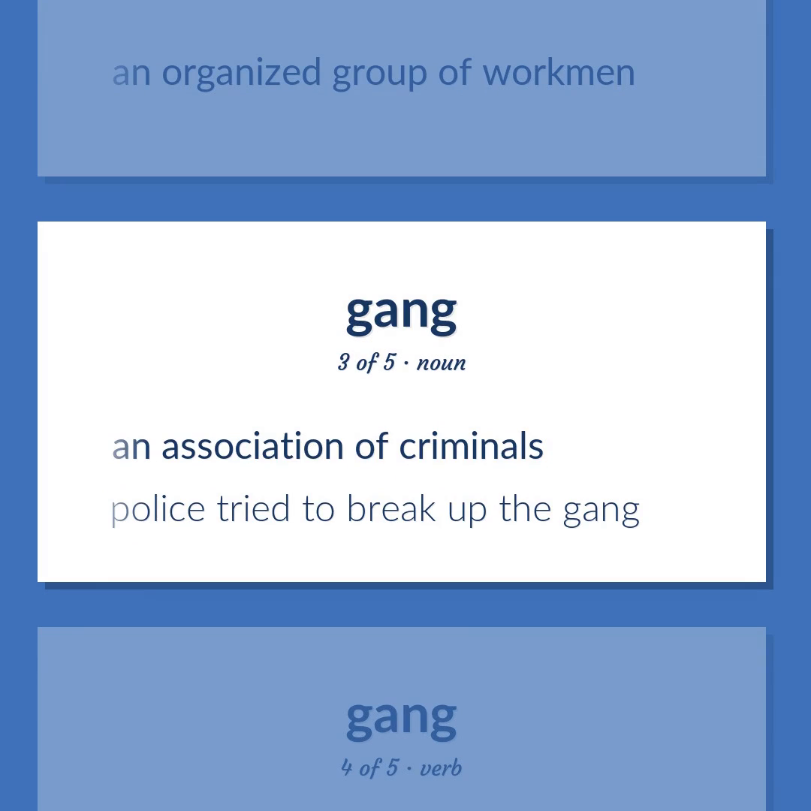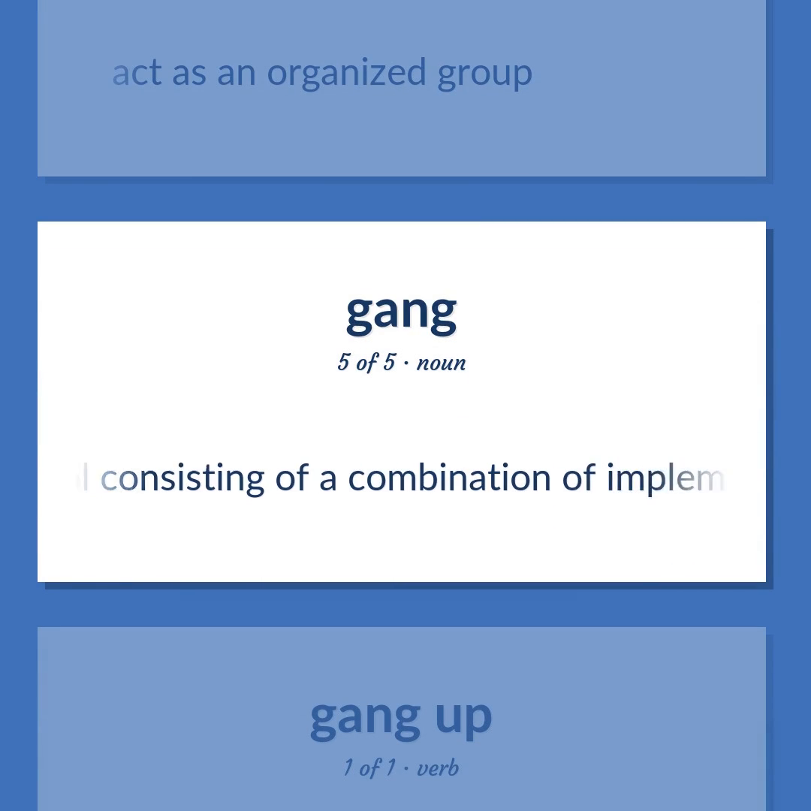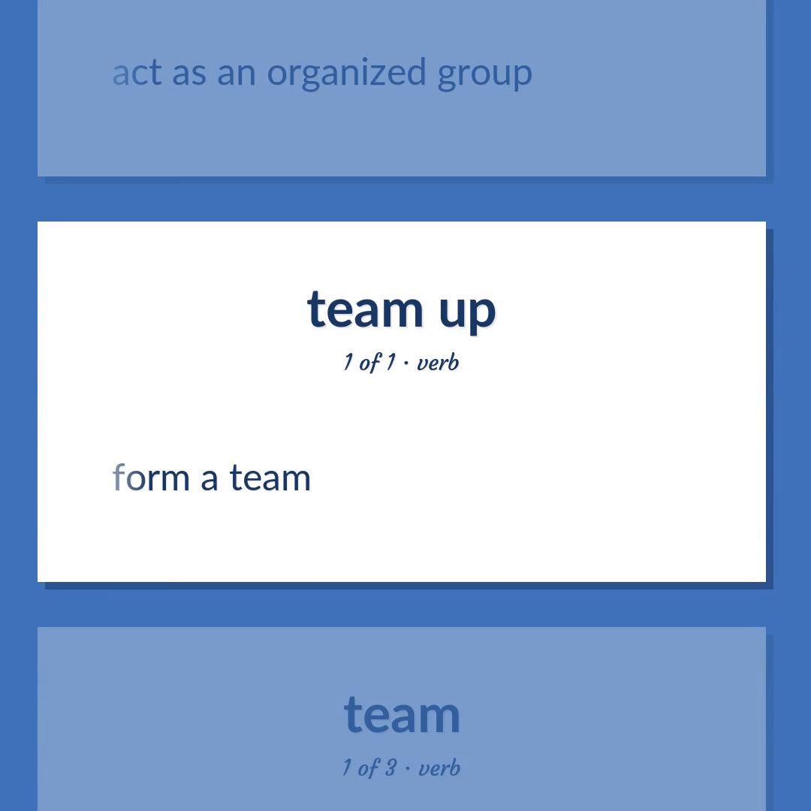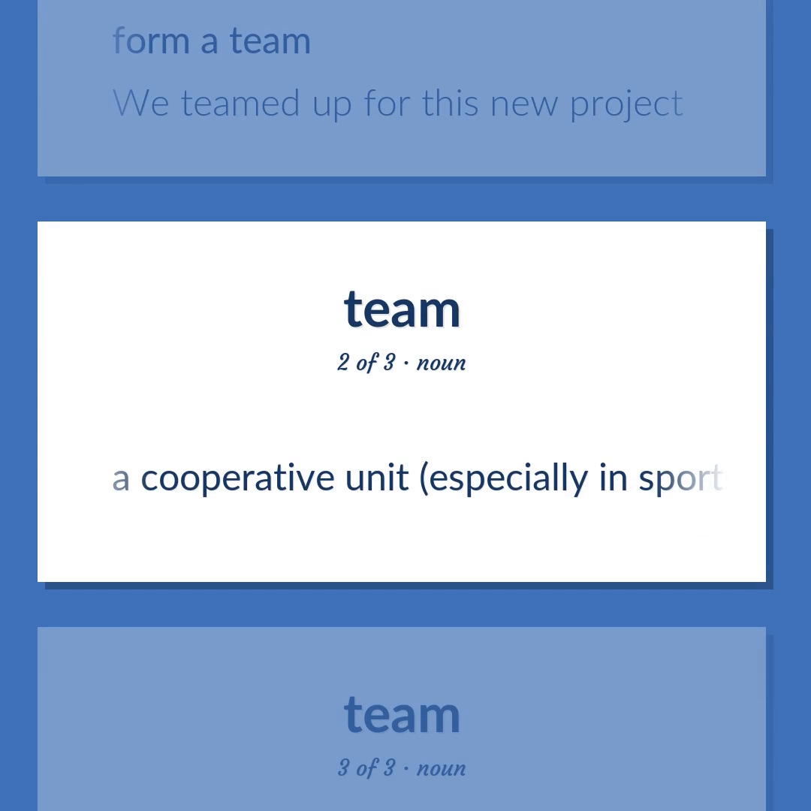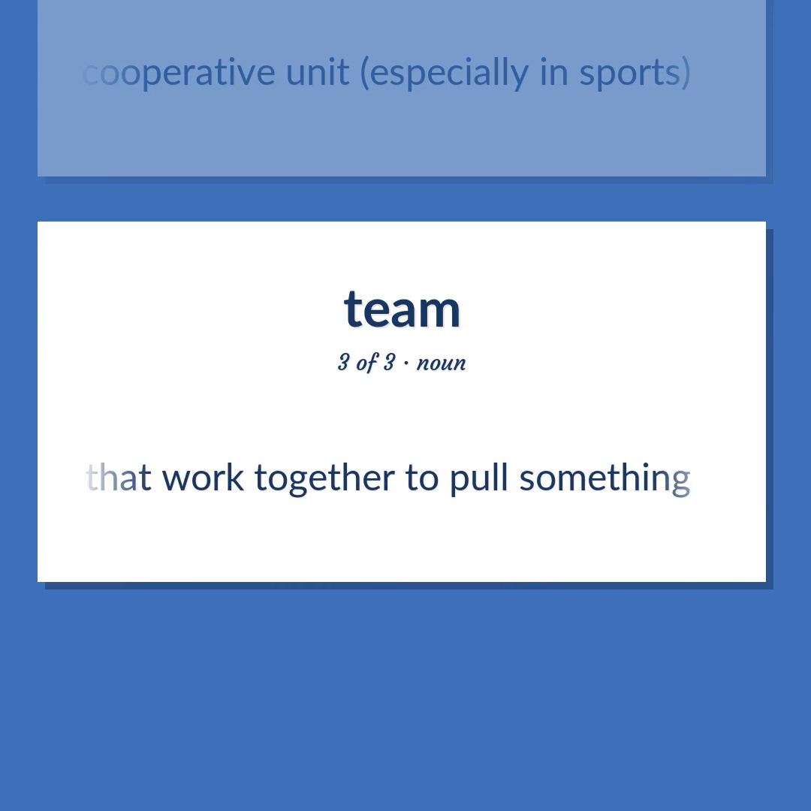An association of criminals. Police tried to break up the gang. Act as an organized group. Tool consisting of a combination of implements arranged to work together. Act as an organized group. Form a team. We teamed up for this new project. A cooperative unit, especially in sports. Two or more draft animals that work together to pull something.